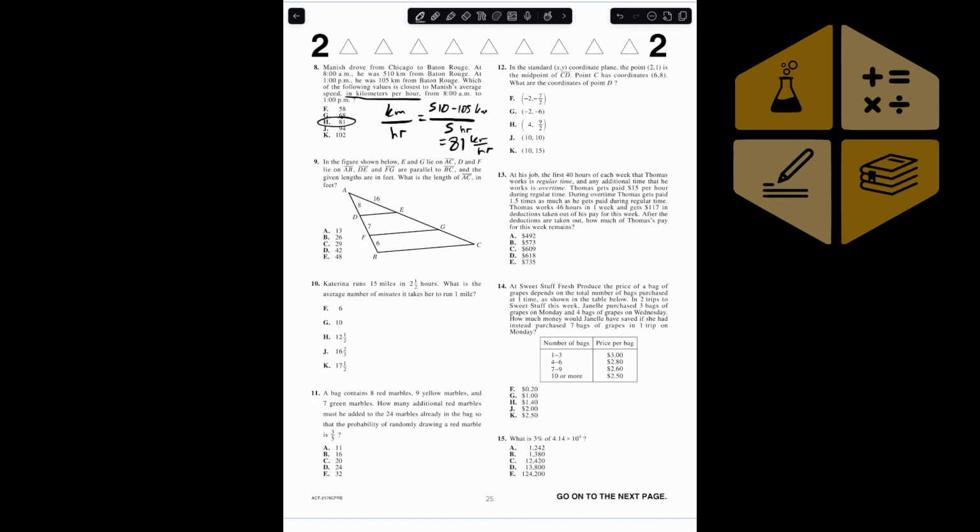Number 9. In the figure shown below, E and G lie on AC, D and F lie on AB, DE and FG are parallel to BC, and the given lengths are in feet. What is the length of AC in feet? So what we're looking for is this entire side of the triangle. And the reason it's important that these two segments, DE and FG, are parallel is because it creates a series of what are called similar triangles.